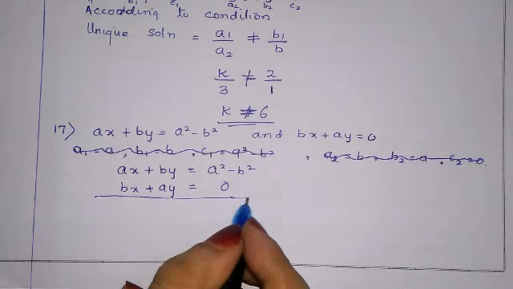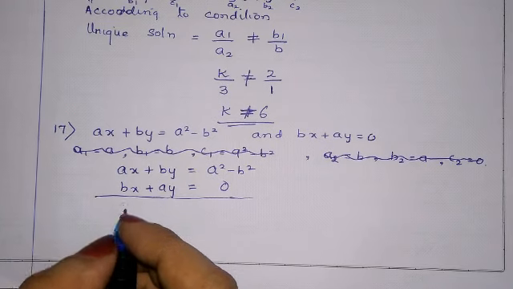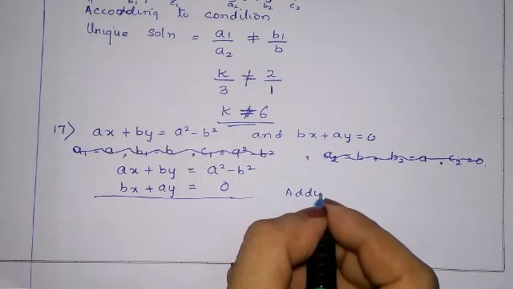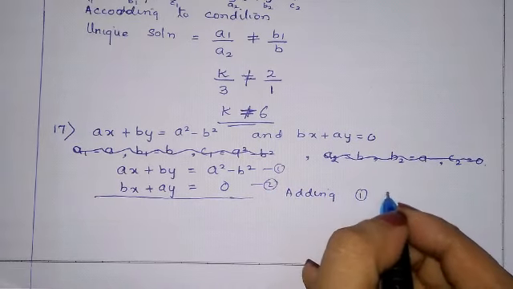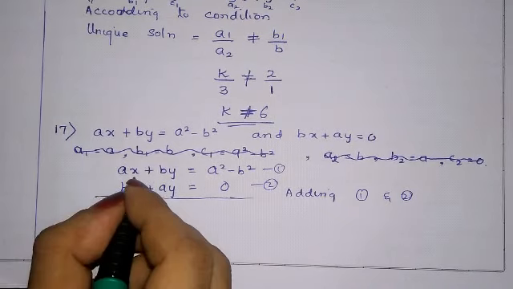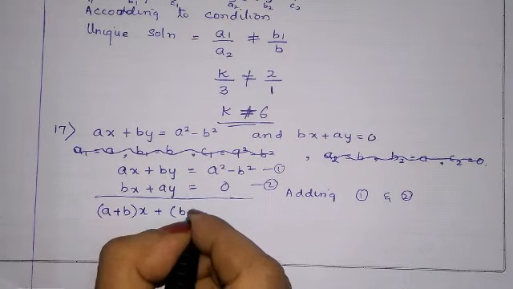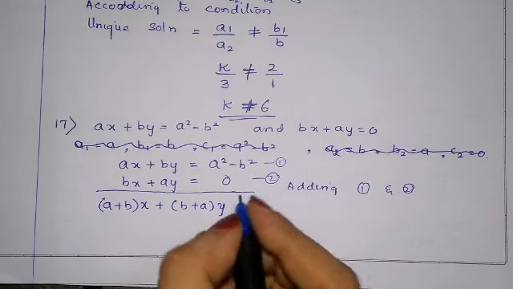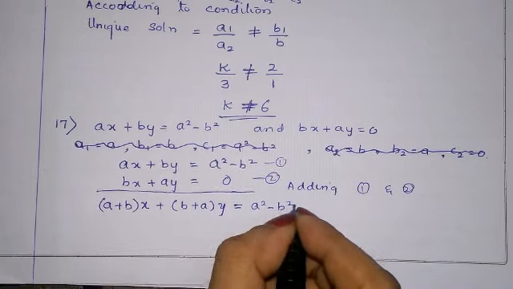We cannot cancel anything, right? We will add equations 1 and 2. What do we get? a plus b times x plus b plus a times y. We got a plus b and b plus a for y. On the right side, a square minus b square plus 0 is a square minus b square.